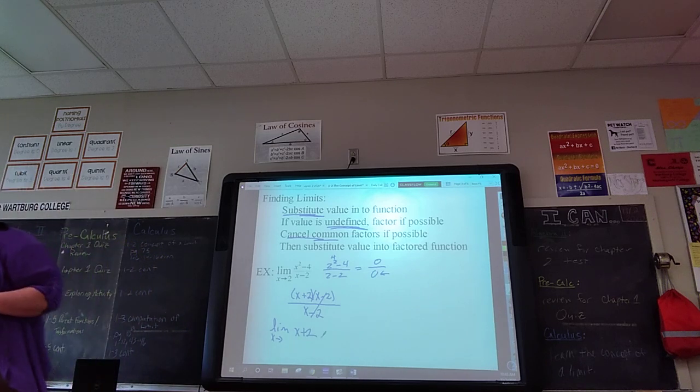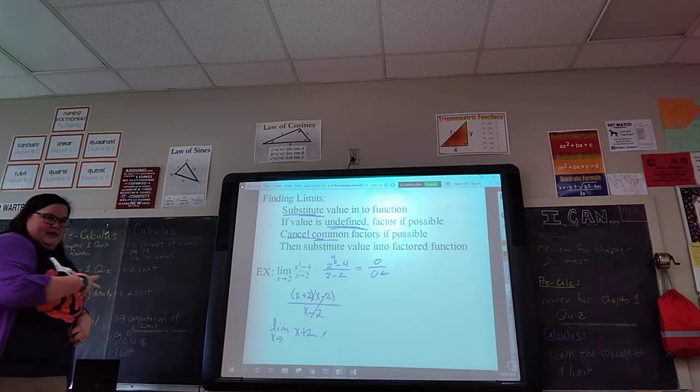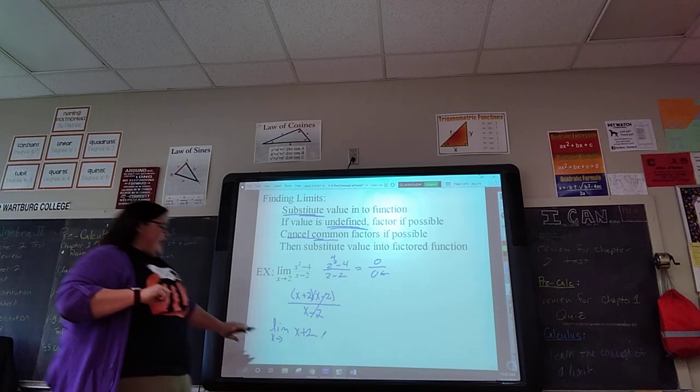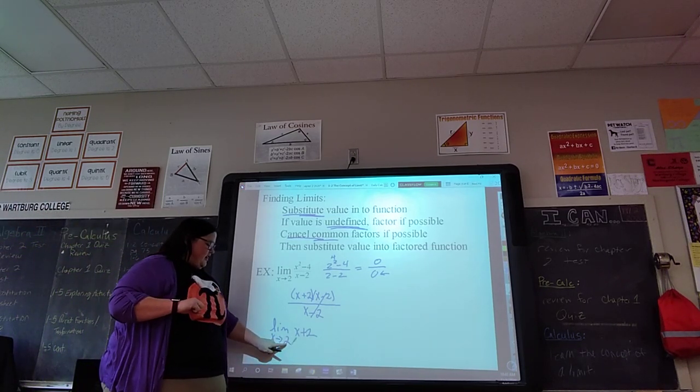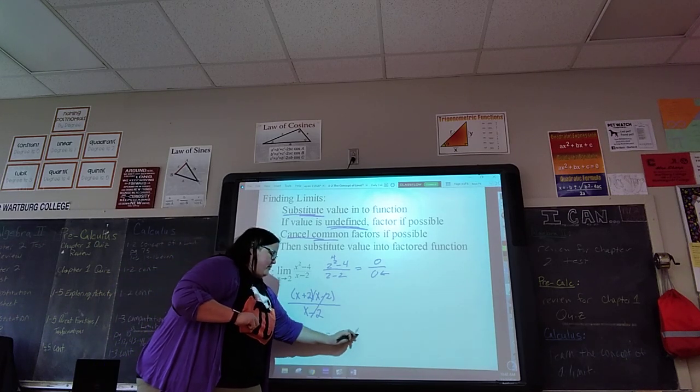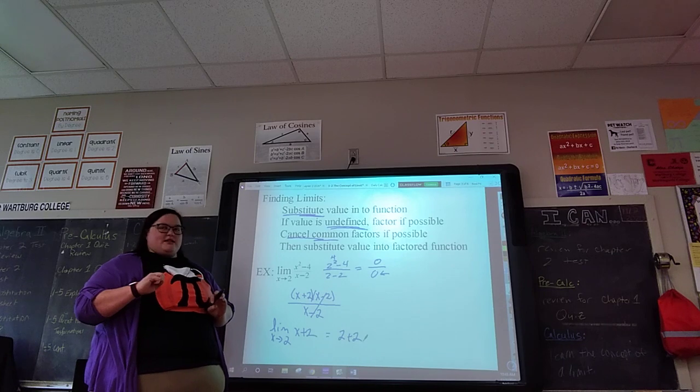So now we're going to take what's left over, and now we're going to find the limit for just that small part of the equation. So once we've canceled that out, we're going to go back and plug our 2 in. So is this going to work if I plug 2 in now? Yep. So what's my limit? 4.